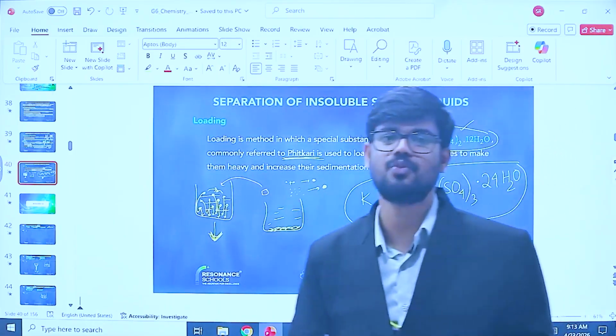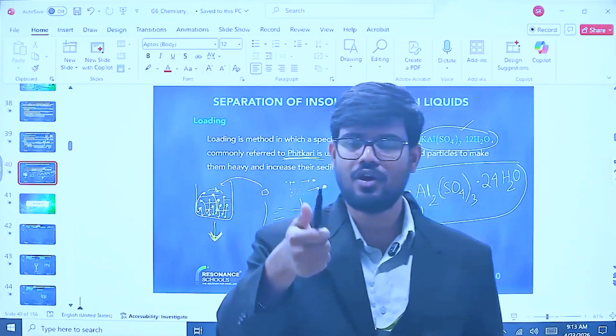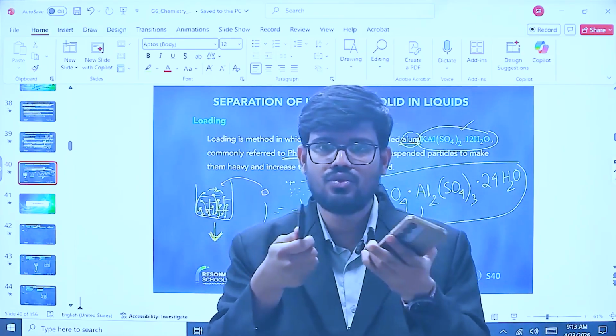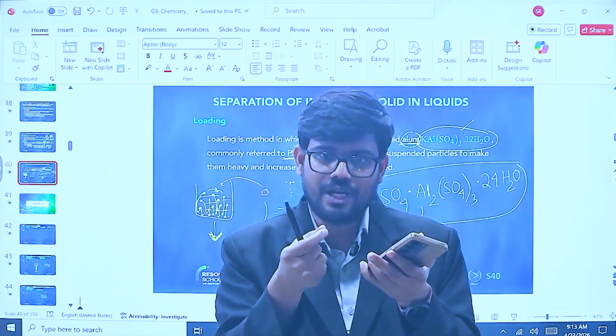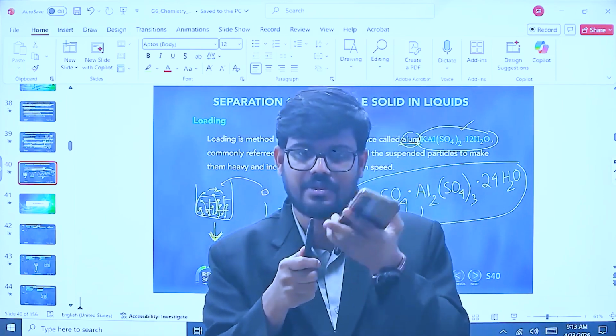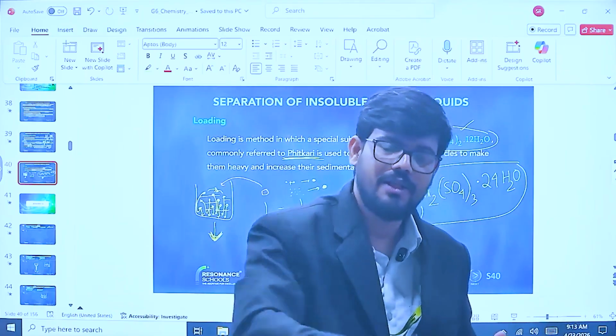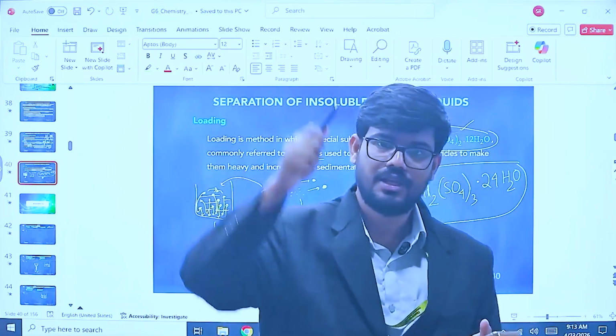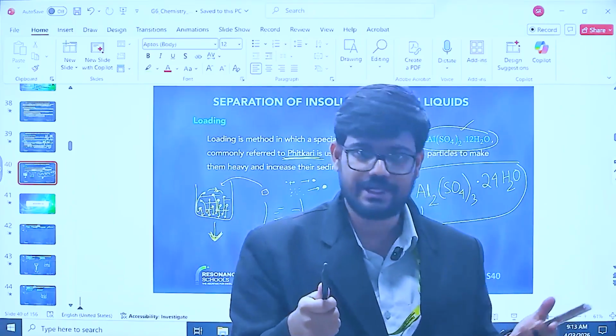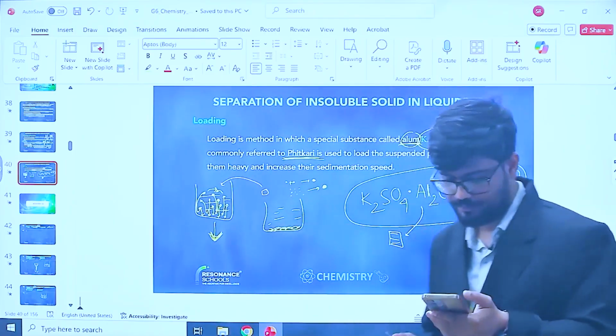Next, threshing. So threshing means what? For example, we have stalk and grains. So how to separate those grains from this stalk? I will just beat it in this way, using force. Then all grains will be separated, right? So that is threshing.